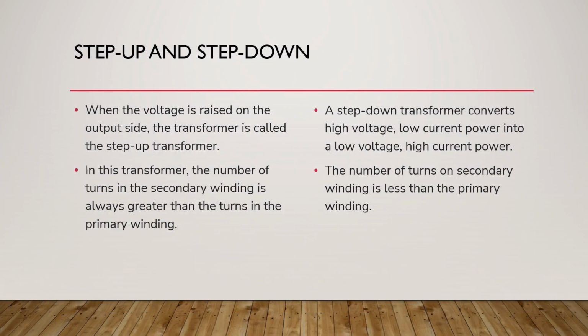Here are the differences between step up and step down transformer. In a step up transformer, when the voltage is raised on the output side, the transformer is said to be a step up transformer. In a step up transformer, the number of turns in the secondary winding is always greater than the turns in the primary winding. While in a step down transformer, high voltage and low current power is converted into low voltage high current power, and the number of turns on the secondary winding is always less than the primary winding.